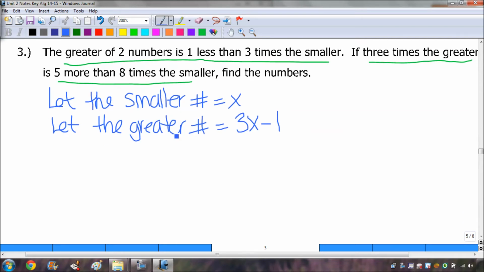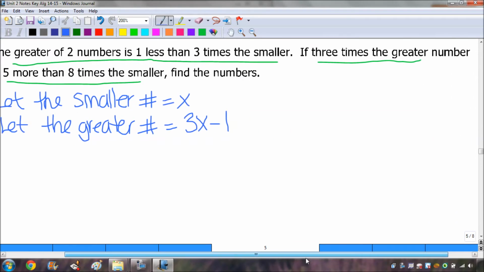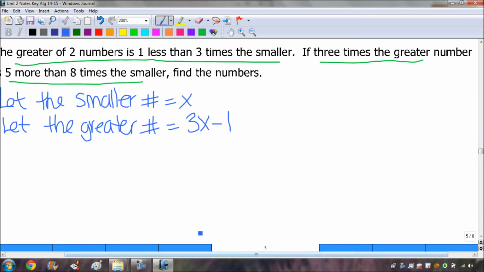Now I need to write my equation, and my equation is based on the rest of the information that I haven't used yet. So it says if 3 times the greater number, so I'm going to take my greater number, I'm going to color code this so you can kind of see it a little bit better. So the smaller number, I'm going to color code it orange, and then the larger number, I'm going to color code it green so you can see what I'm talking about, okay? So 3 times the greater number, so I'm going to take the greater number, which is 3x minus 1, but it says that it needs to be multiplied by 3. So I'm going to put it in parentheses because the entire number is being multiplied by 3.